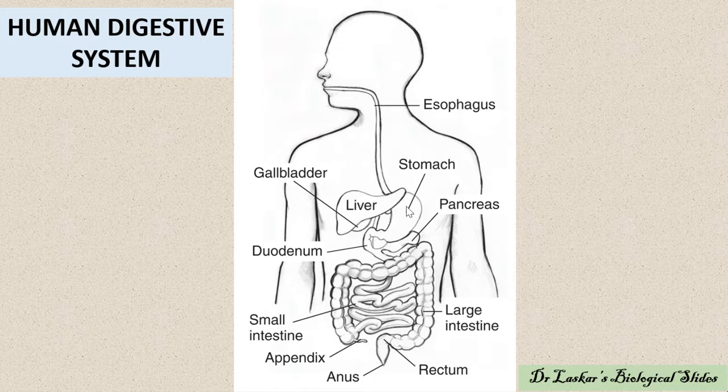Next, the stomach. It is the widest part of the alimentary canal. It is a J-shaped organ. It is placed obliquely on the left side behind the diaphragm. This is the left side and this is the right side. It has a greater curvature on the lower side and a lesser curvature on the upper side, as you can see.